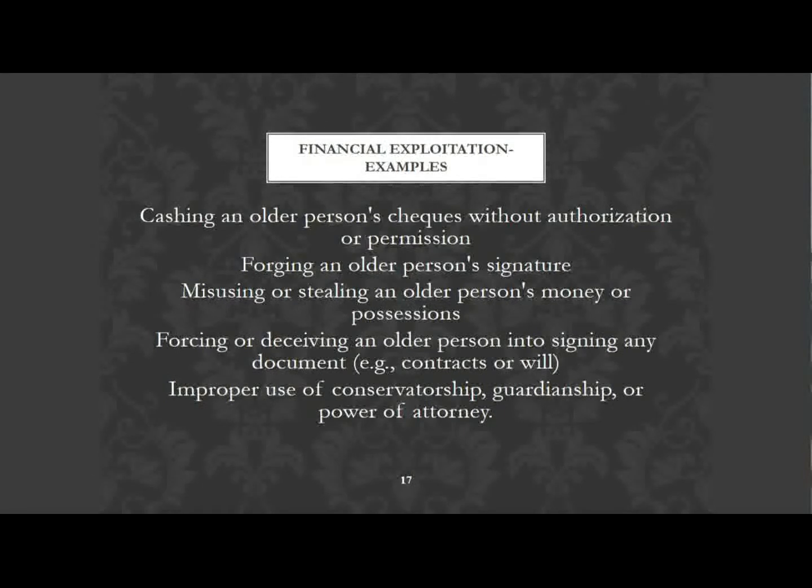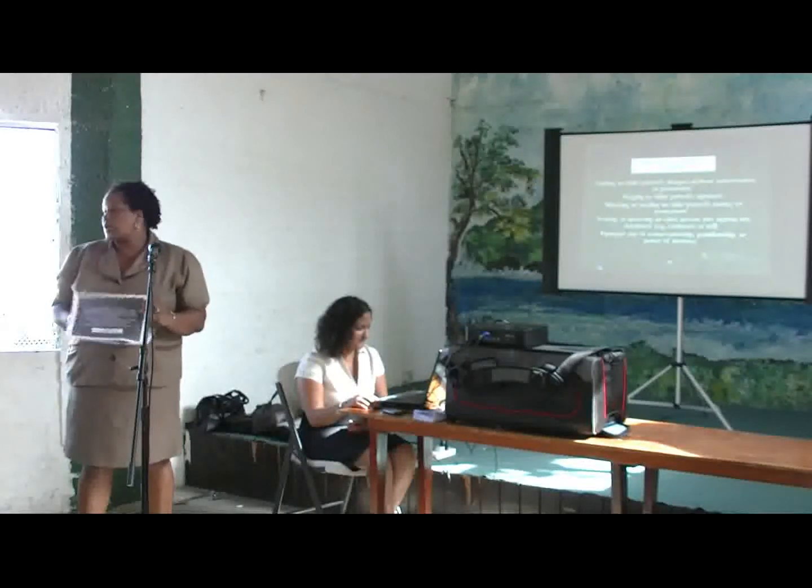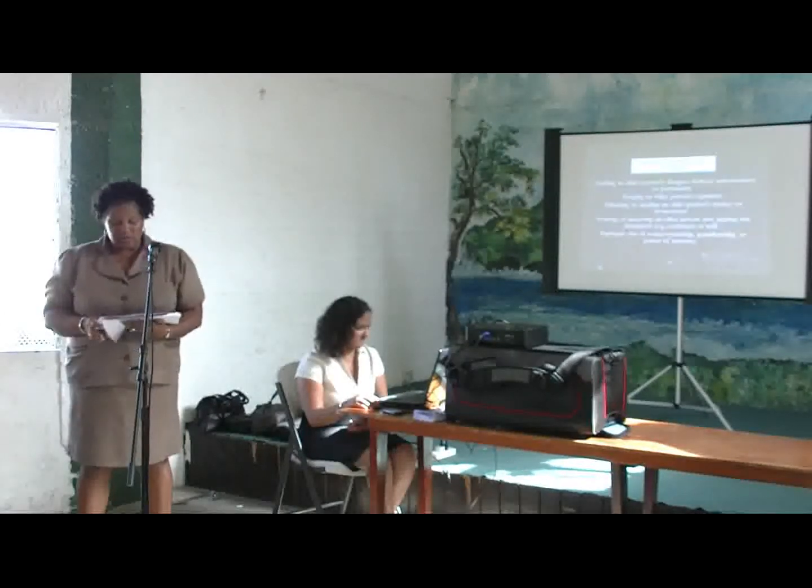Financial exploitation examples: cashing an older person's check without authorization or permission. Forging an older person's signature, misusing or stealing an older person's money or possessions. Forcing or deceiving an older person into signing any document, for example contracts or wills. Improper use of conservatorship, guardianship, or power of attorney. Okay, so these are all ways you can financially exploit the person.